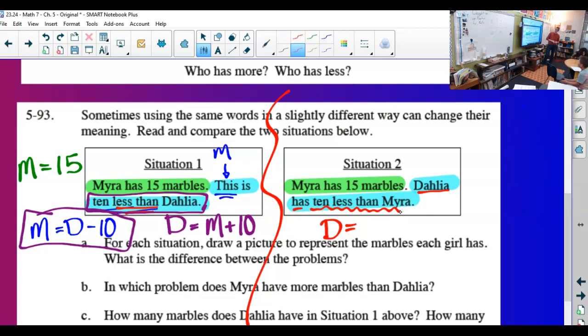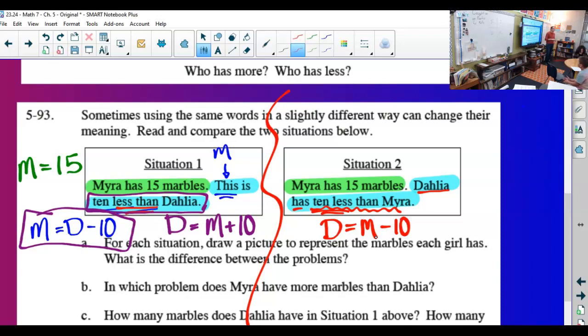Okay, we need fast. Bethany? 10 less than? I need something to take 10 away from. 10 less than what? Less than Myra. Questions on what we wrote there? Then if we know what M is, I can figure out the other stuff, but we need to work on writing those less than statements. Those are really tricky, guys.